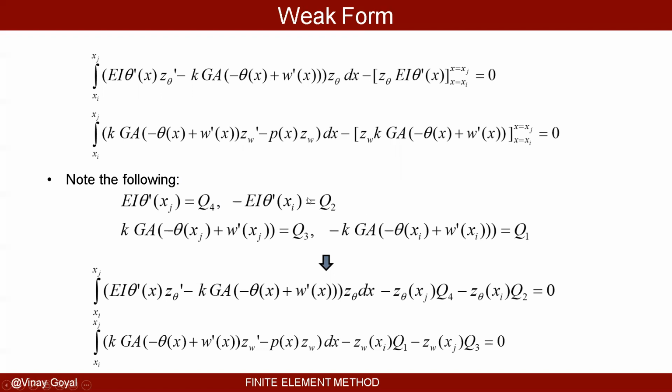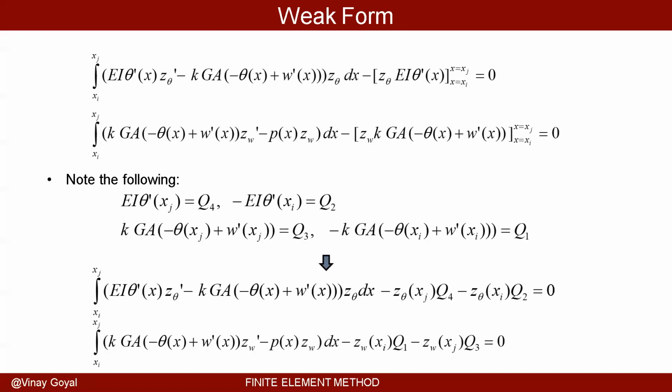Notice how Q4 and Q2 are basically bending moments, and Q3 and Q1 are shear forces. When I substitute these quantities, which are the natural boundary conditions, into this equation, things simplify a little bit more. So I get this Q4 and Q2 here, and this Q1 and Q3 here. Now, what do I do next?